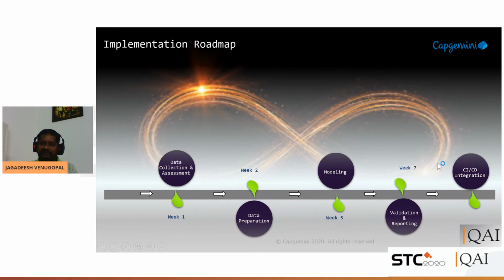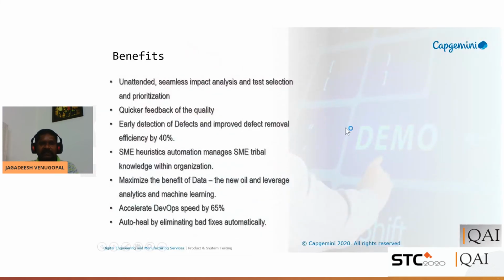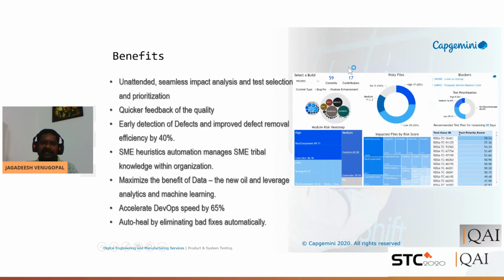And then this live recommendation is fed back to the CI/CD pipeline, where it actually picks up and starts executing it. Okay, so this actually gives us very good benefits. It really solved some of our customers' real challenges. Gets unattended seamless impact analysis and more test selection prioritization. It gives a much quicker feedback, and we were able to identify the defects much earlier in the cycle, which actually gave a very good efficiency of 40%.